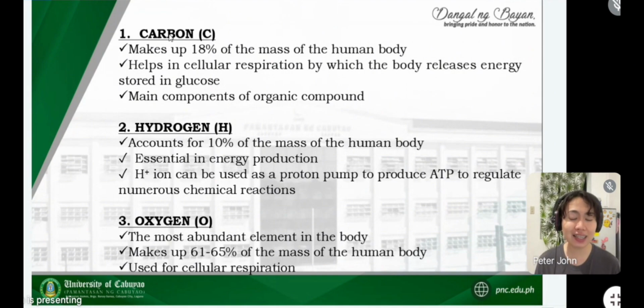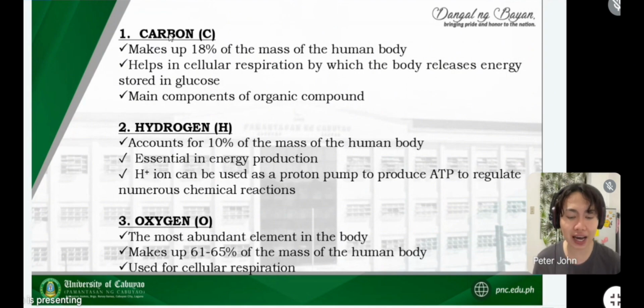Okay, so let's start with carbon. Carbon is made up of 18% of mass of the human body, so medyo malaki-laki siya. Helps in the cellular respiration, by which body releases energy stored in glucose, main component of organic compounds. So, main component, siya talaga yung pinaka-center lagi. Pag tinignan natin siya sa chemical bonding, siya yung pinaka-center atom most of the time.